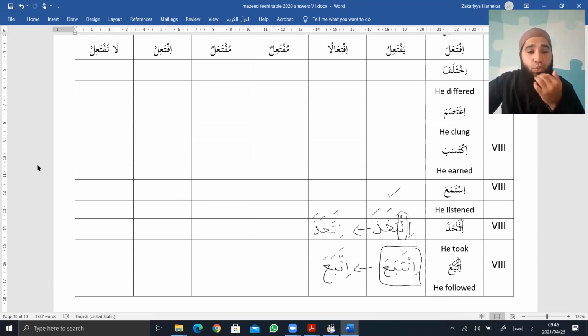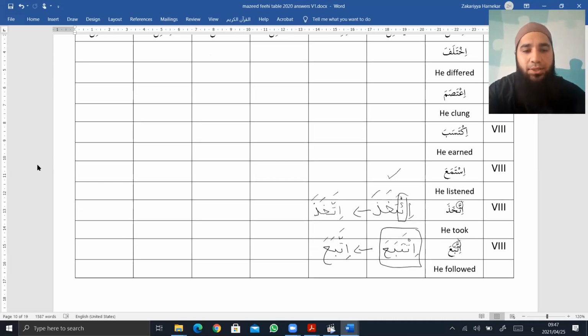Whereas in these two examples, we have a shadda on the first root letter. Because remember, it's first the root letter, then the ta. So here we have a shadda on the first root letter. If it's a shadda on the first root letter, then you know it's most likely on the eighth bab. And there's something happening there. Either the first root letter is a ta or it's a hamza.